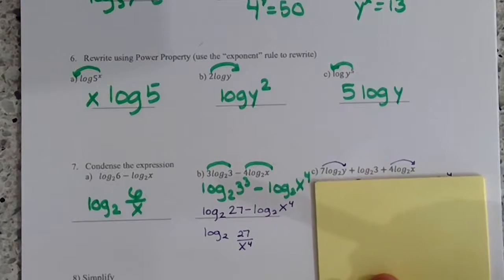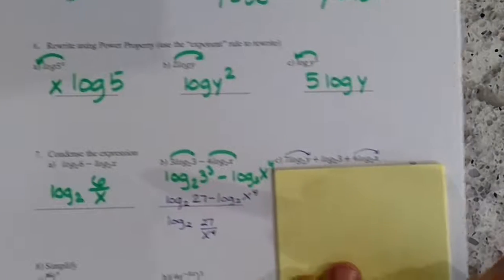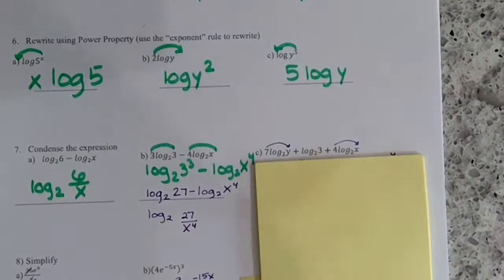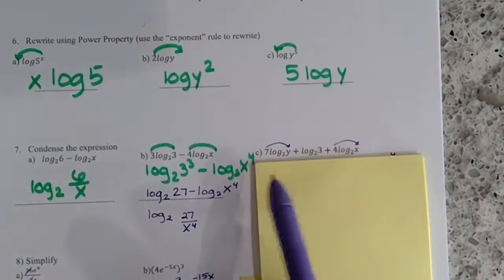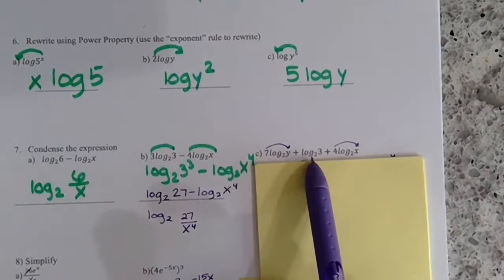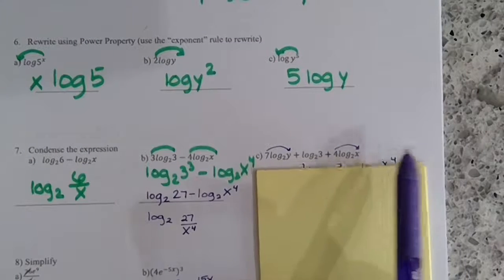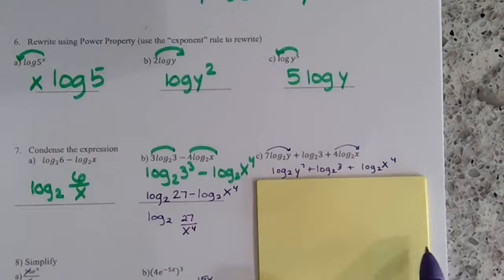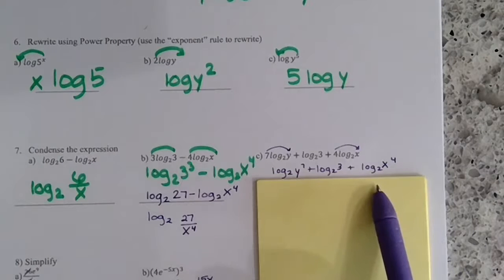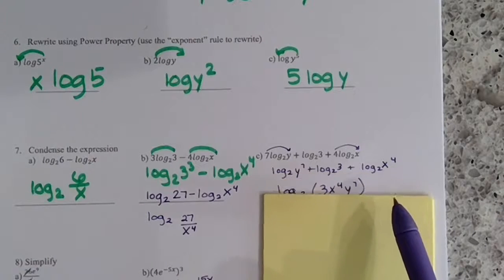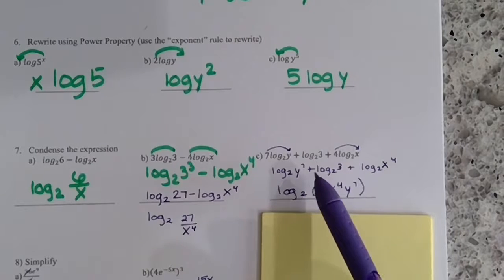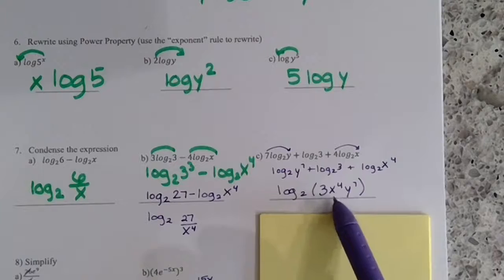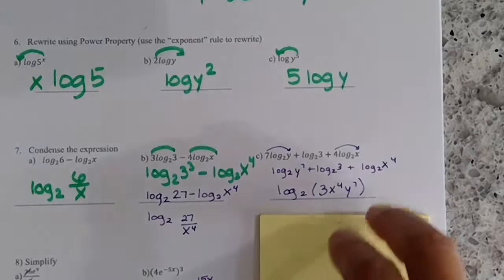All right, try this one on your own. Hit the pause button. First thing you're going to do is bring the 7 up. This one stays the same, and bring the 4 back up. So you just bring those exponents up. This is addition, so addition means multiplication. And again, you could write it in any order: y to the 7th times 3 times x to the 4th, but it's usually numbers and then your variables in alphabetical order.